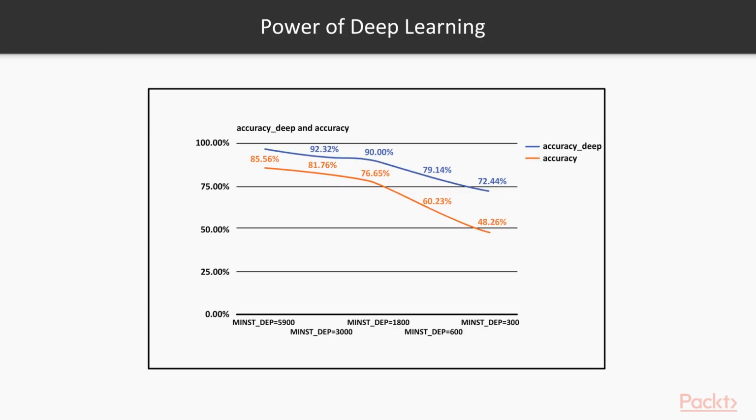Lastly, we will be understanding the power of deep learning. As we can see in this graph, our deep network always outperforms the simple network, and the gap is more and more evident when the number of examples provided for training is progressively reduced. With 5,900 training examples, the deep learning net had an accuracy of 96.68%, against an accuracy of 85.56% for the simple net. More important, with only 300 training examples, our deep learning net still had an accuracy of 72.44%, while the simple network shows a significant decay at 48.26%.